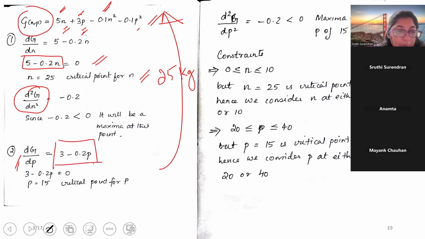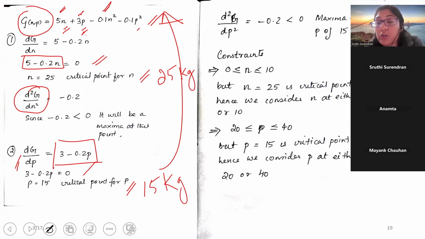Now, when we equate it to 0 in this step, we get that P is equal to 15, which is the critical point for P. It means that 15 kilograms of phosphorus is either going to give us the maximum growth or the minimum growth. And to know whether it is maximum or minimum, we find the second derivative. Here also we are getting minus 0.2, which is less than 0, as a result of which we understand that we are getting a maximum plant growth at a phosphorus of 15 kilograms.